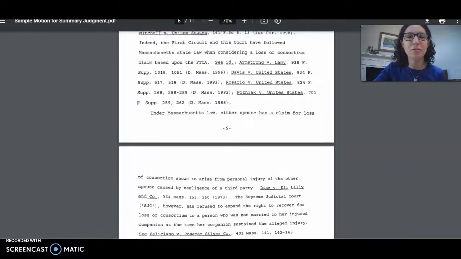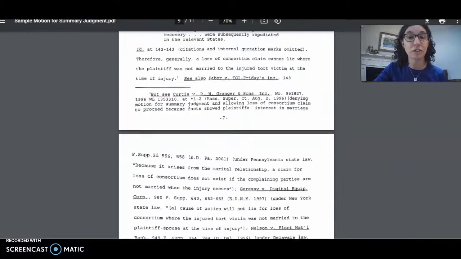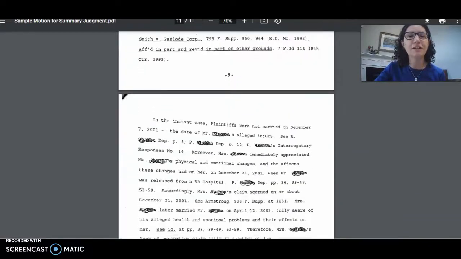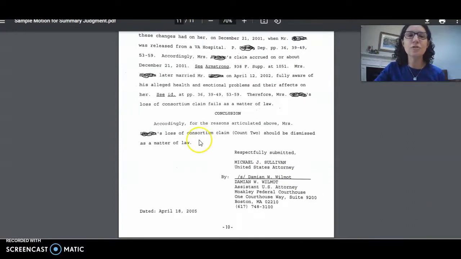Okay, then I'm going to scroll down. Here's the argument section. It's long. Yours will not be this long. And then finally, we get to the conclusion at the end, which is just one sentence. So again, you can model it. Yours can say, accordingly, for the reasons articulated above, Peters's loss of consortium claim should be dismissed as a matter of law. So you can say something similar to that and then put the signature block.